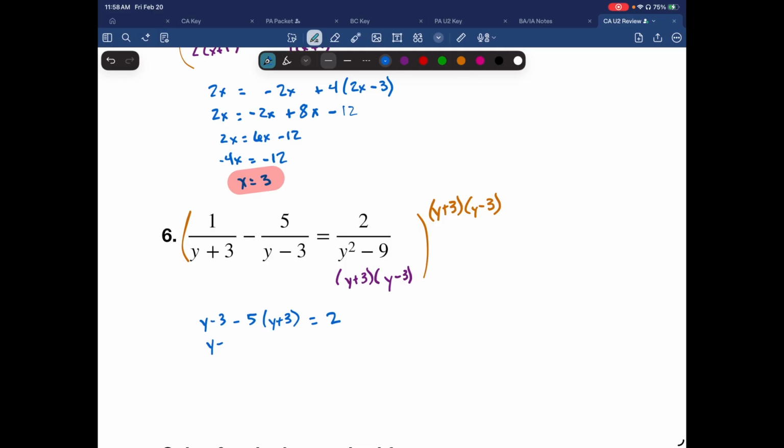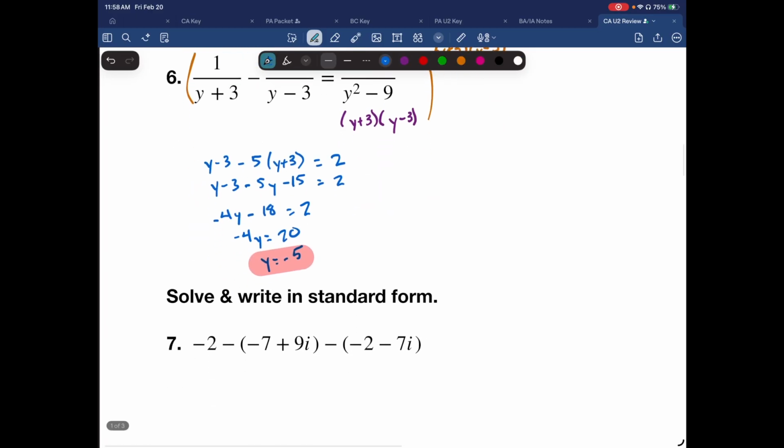So it's going to be y minus 3 minus 5y minus 15 equals 2. That's going to be negative 4y minus 18 equals 2. Negative 4y equals 20, because you're going to add the 18 to the other side. Y equals negative 5.